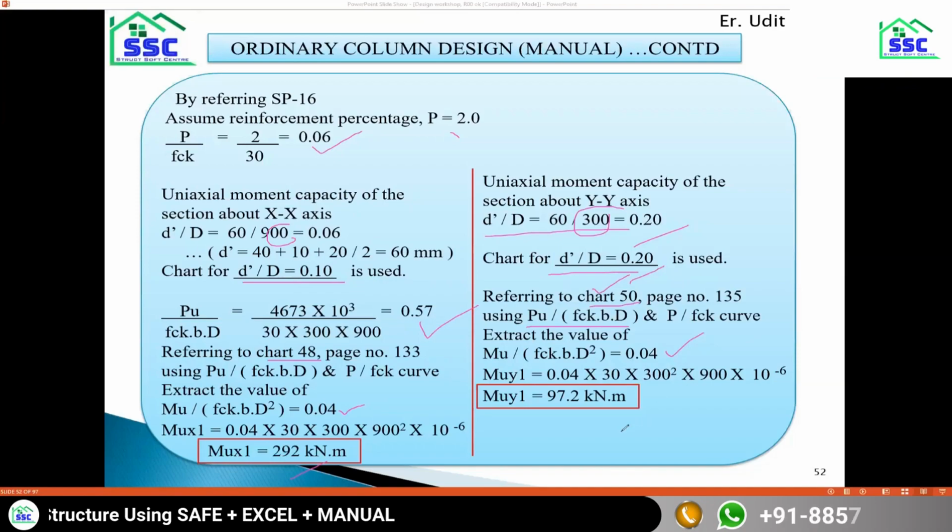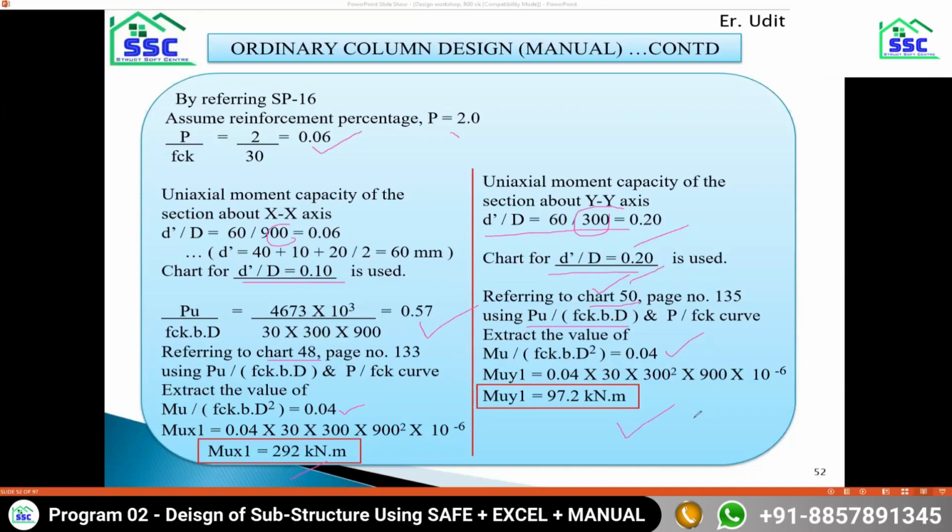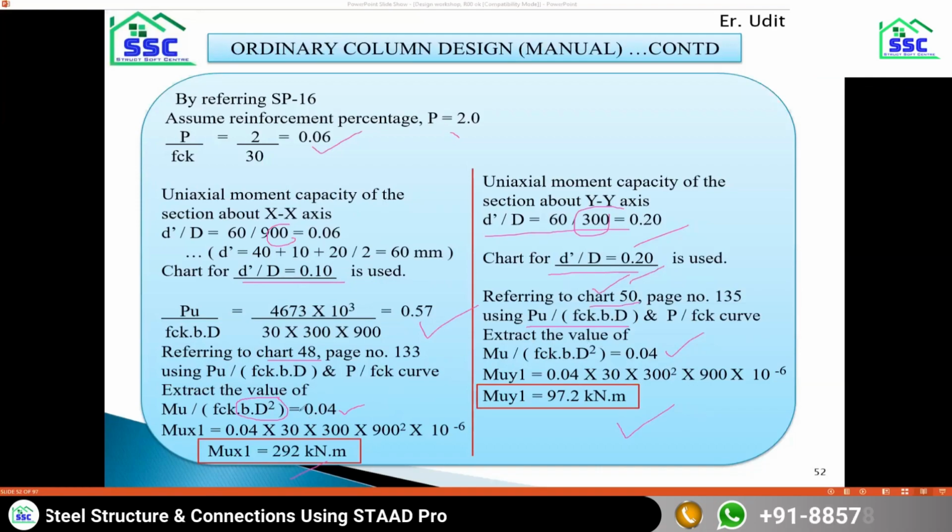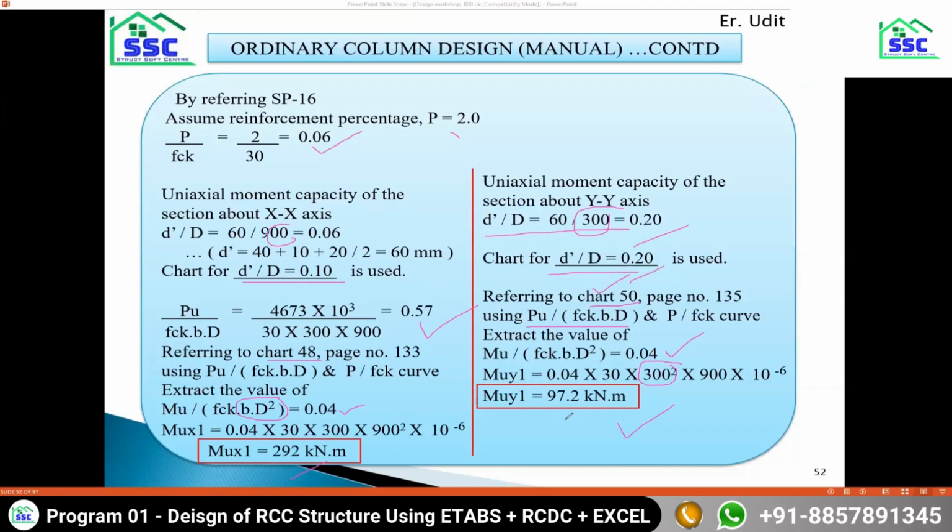But now our value of bending moment capacity, my friends, will change, because here it was b into D square. People ask us this doubt: sir, if my value of Mu by fck bD square was the same, Pu by fck bD was the same, the rho by fck was the same, still why is this value lesser? My friends, this is because we have to consider 300 square into D, which is D square into b right now. When you are calculating about the minor axis, hence it will be 97.2, lesser than this.